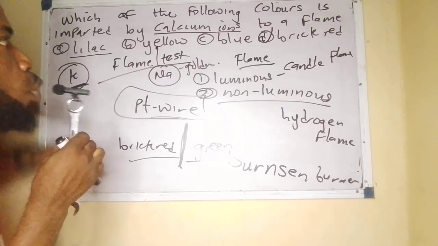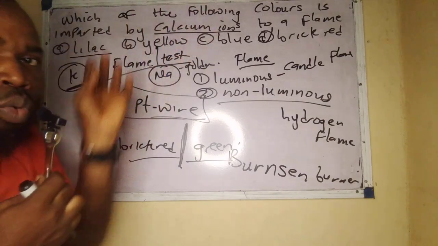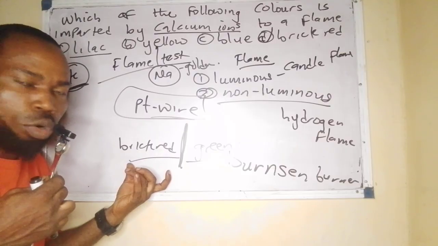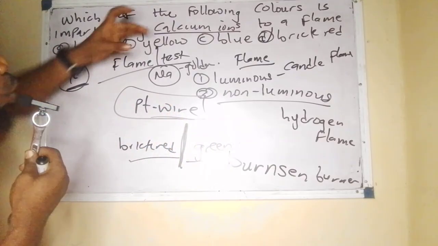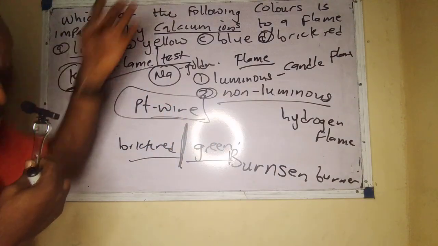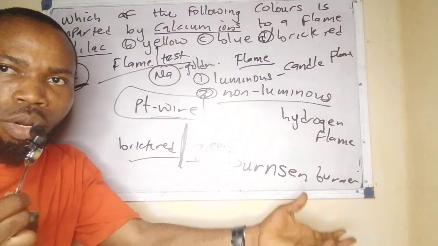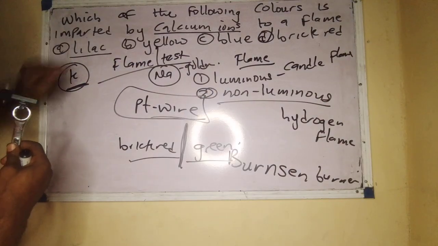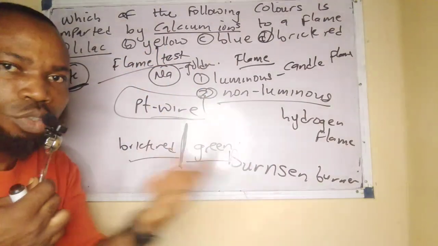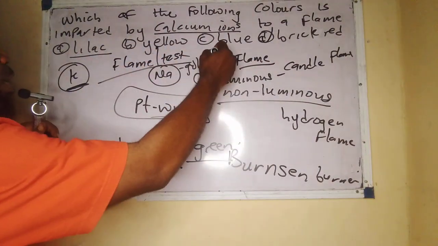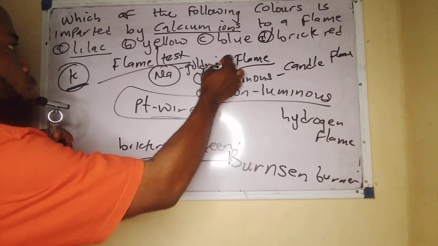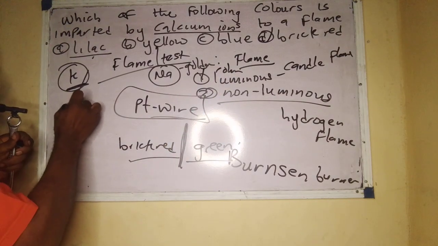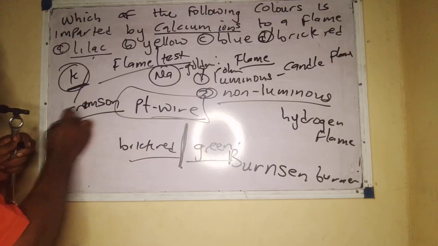Now, if this golden yellow coloration is viewed through a blue glass, just like we said that if we view calcium ion through a blue glass, the color appears green. Now, if I view this through a blue glass, it appears colorless. But if that lilac coloration produced by potassium is viewed through a blue glass, it appears crimson. So you have to be very careful. So if I view this golden yellow coloration through a blue glass, it appears colorless. But if I view this through a blue glass, it appears crimson. So we have to know that.